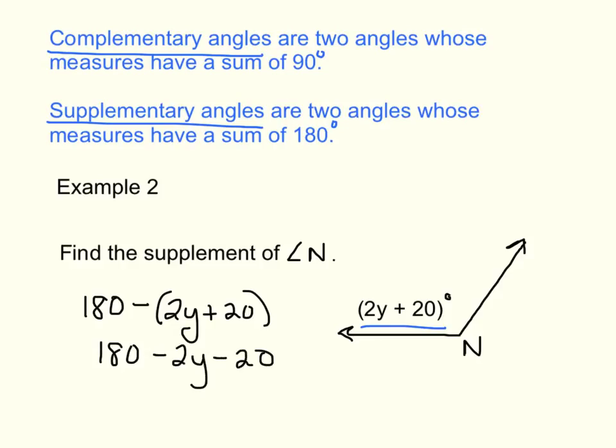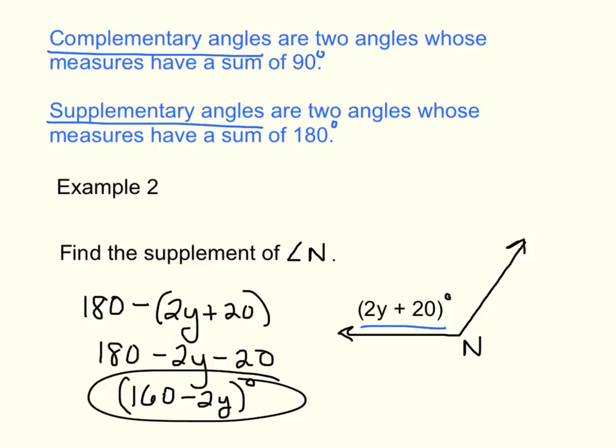So 180 minus 20 is 160. So the other angle would be 160 minus 2y degrees.